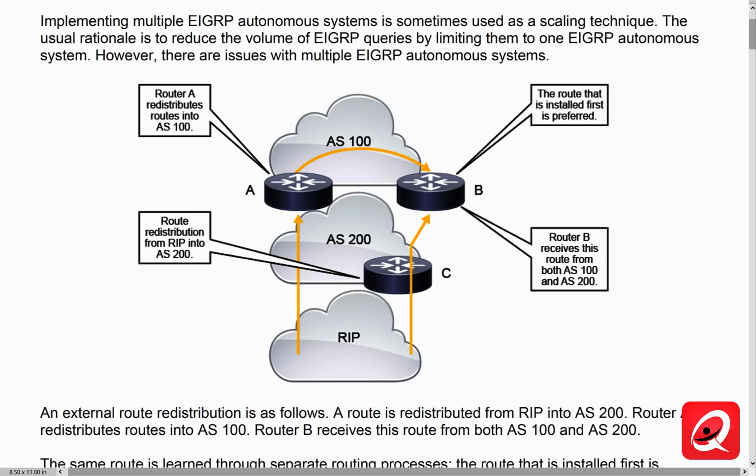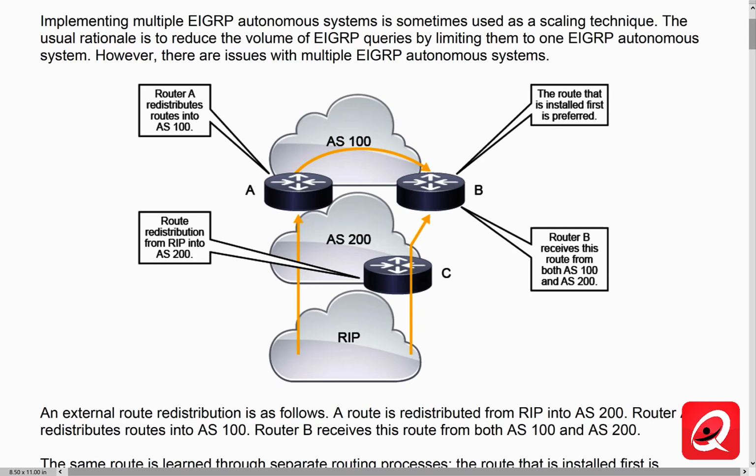Router B is going to receive that route from AS100 and AS200 because it happens to be participating in both of those autonomous systems. Because the same route is learned through separate routing processes, the route that gets installed first is the one that ends up being preferred. We can't do a tiebreaker based on administrative distance because it has the same administrative distance in either case.